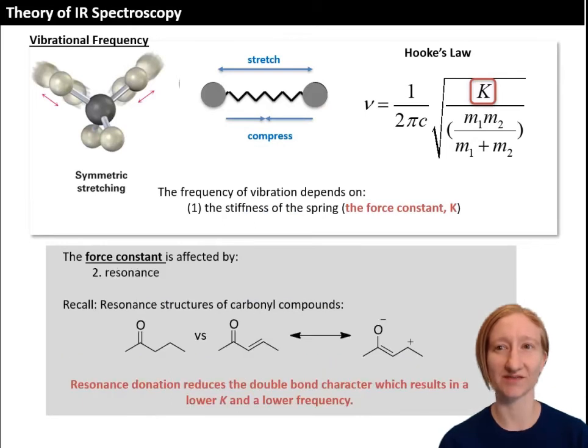The second factor is resonance. And we've seen resonance in terms of stabilizing negative charges, but we can also think about the influence that resonance has on bond strengths. So for the two structures shown at the bottom of the slide, if we were to compare the bond strength of the two carbonyls, the two carbon-oxygen double bonds, the structure on the right has resonance, and that resonance structure has single bond character. So in this case, the resonance donation reduces the double bond character of the compound on the right, which results in a lower force constant and a lower frequency. So the compound with the alkene adjacent to the carbonyl will have a lower carbonyl stretching frequency than the compound without the alkene.